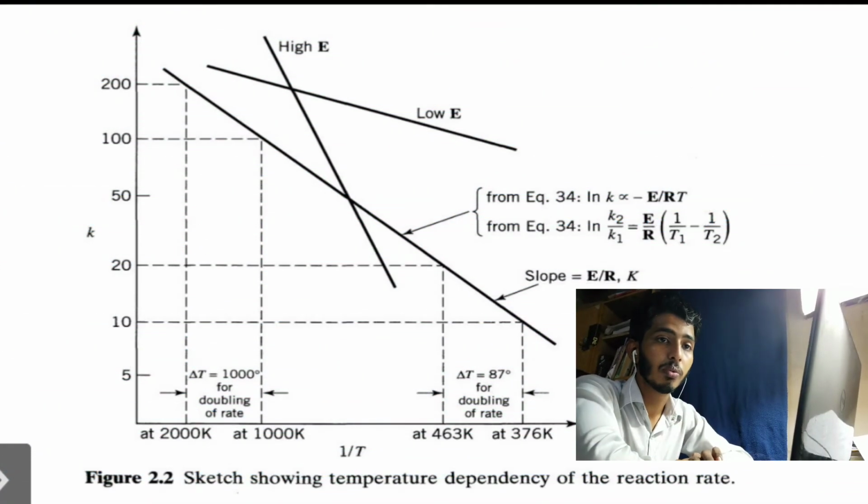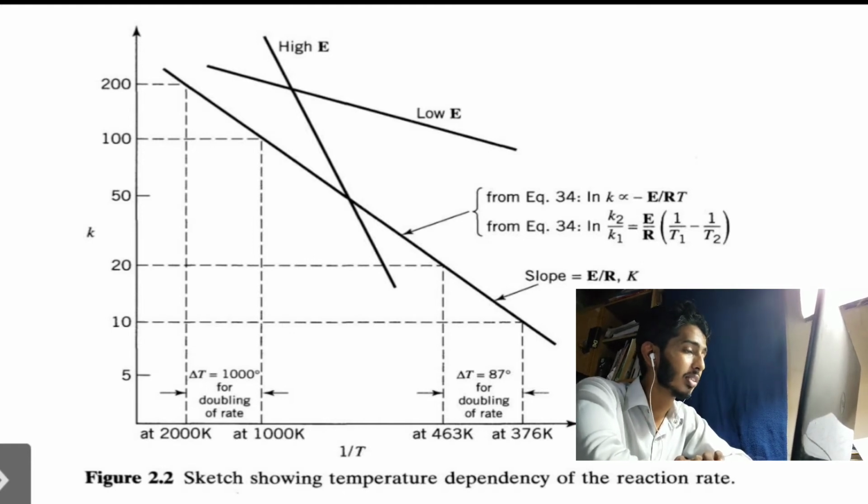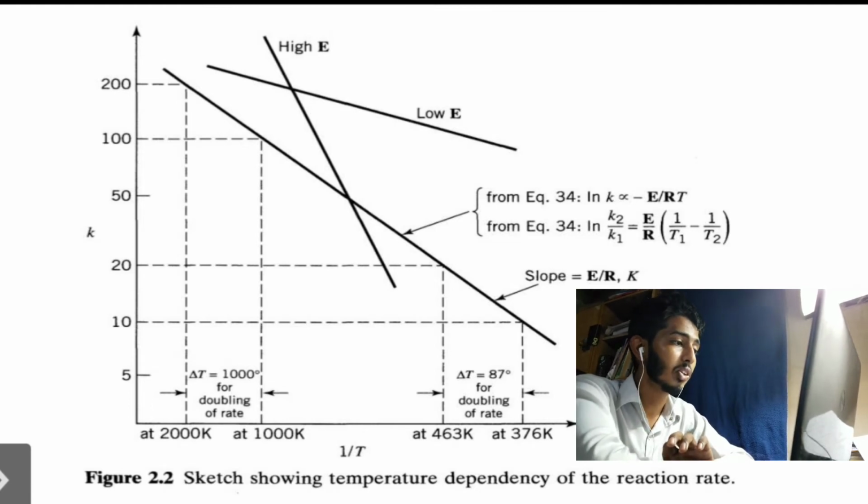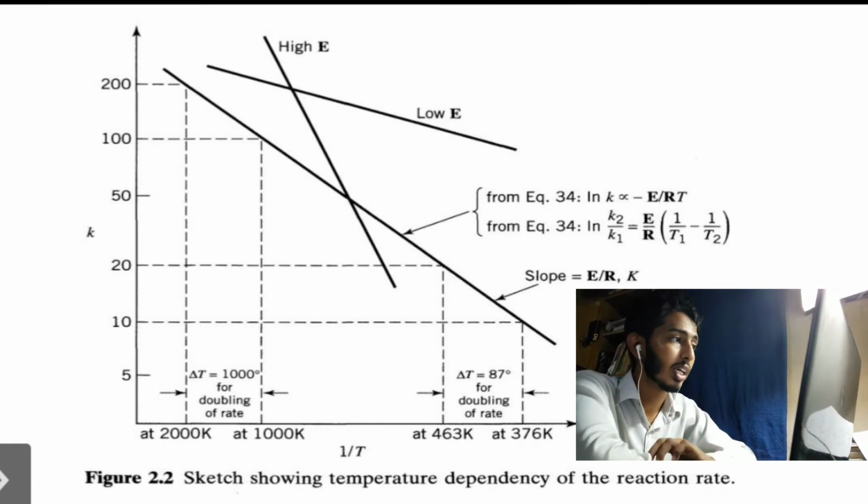Here is the graph. We will discuss the slopes, and in the previous slides we discussed that graph. On the x-axis there is temperature and on the y-axis is the K factor. As temperature slowly decreases, K values increase. Now we were discussing the graph.